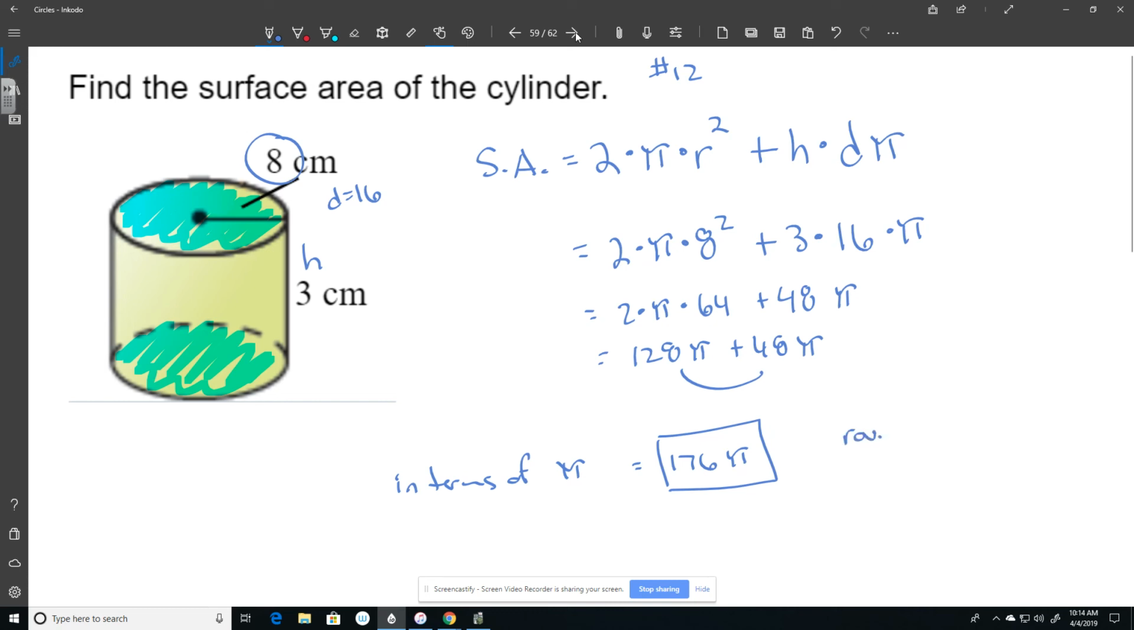If it wants you to round a decimal, then you would just actually multiply that and round it the way that it asks. Okay, 13.